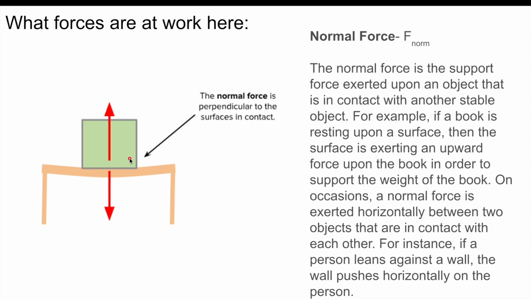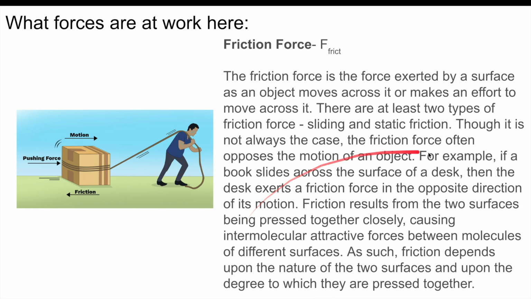This is actually interesting. If you have an object that's on a ramp, the normal force will be perpendicular to the angle of that ramp. So it's always perpendicular to the surface. In this example, if a person's leaning against a wall, the normal force will not be vertical, it'll be horizontal based on the person leaning on the wall. Friction is, of course, a force that acts between surfaces of objects when they move past each other, and we represent that with a subscript fric. Friction is caused by intermolecular attractive forces between molecules of different surfaces.